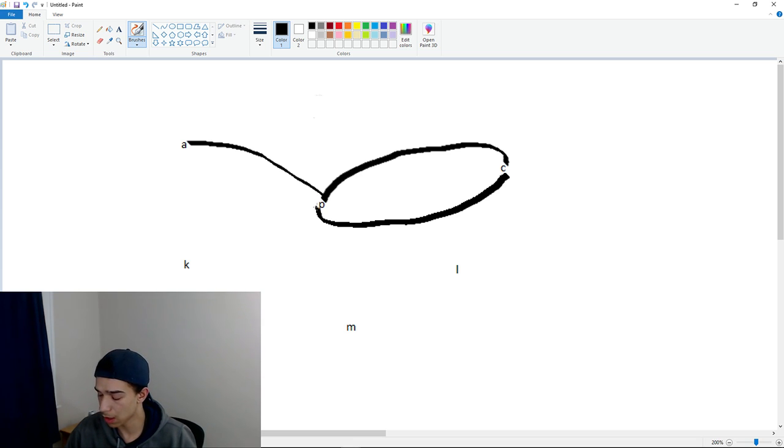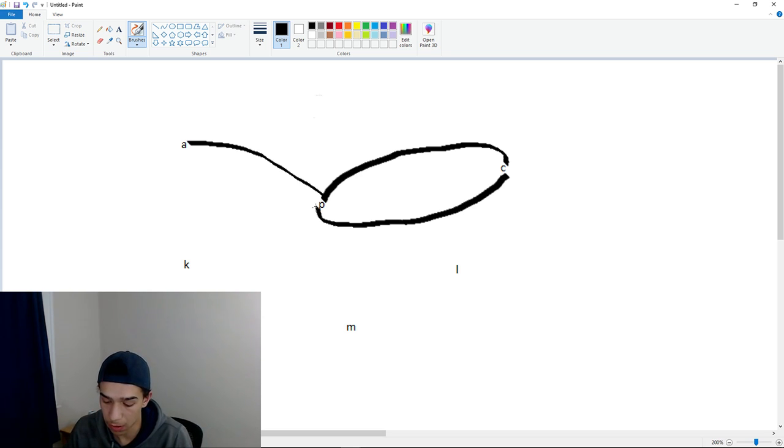All right, and that would connect. And so A would not be included in the walk. It would just be P and C. That would be the walk right there.